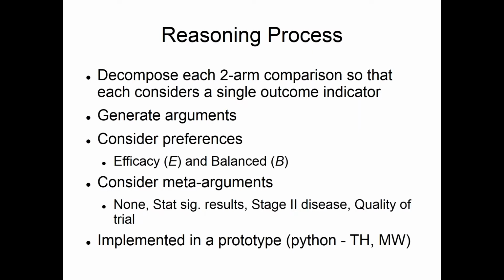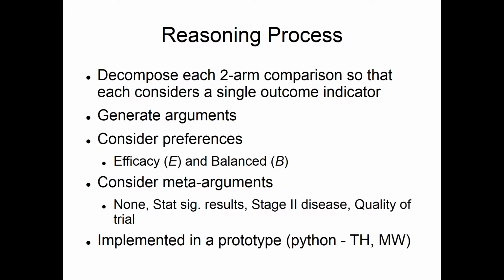And then what we did is we decomposed each two-arm indicator, two-arm comparison, so that we can consider a single outcome indicator in turn. So if we take lung chemo rad, that might report one year survival, two year survival, grade 3 neutropenia, and grade 3 esophagitis as typical outcome indicators. So if you have a trial that has two arms and reports those four indicators, we would end up with four outcomes from that trial.